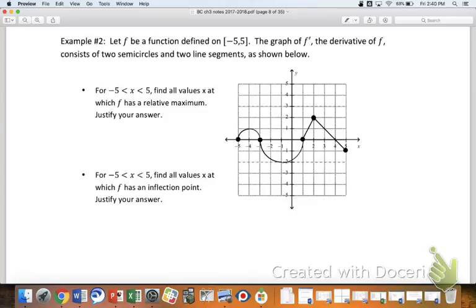Take a look at example number 2. Example number 2 says, let f be a function defined on negative 5 to 5. And like the very first example we looked at, this says the graph of f prime is shown below. So you got a graph of f prime. It wants to know about the relative maximum or perhaps an inflection point on f.